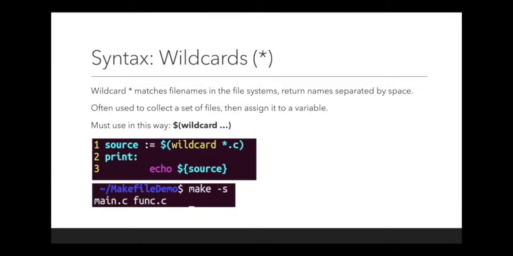Dollar symbol followed by bracket, and in the bracket, the first place should be wildcard. You can see the example. So in this example, the source is a variable, and its value is all the files that have the extension of C.